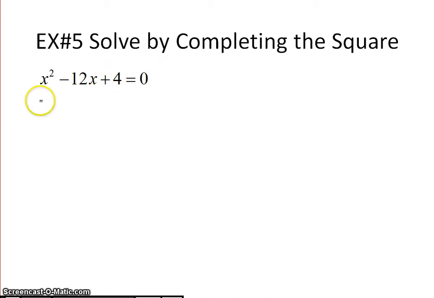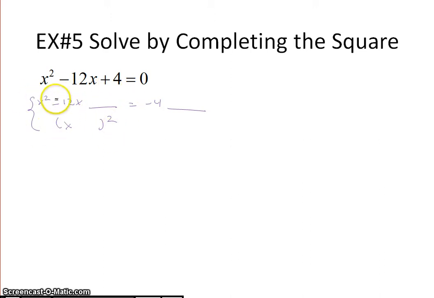Okay, so to start, bring the 4 to the other side. So you have x squared minus 12x, leave a space, equals -4, leave a space. And we're going to do these two at the same time. So we're going to write this left-hand side as a perfect square.